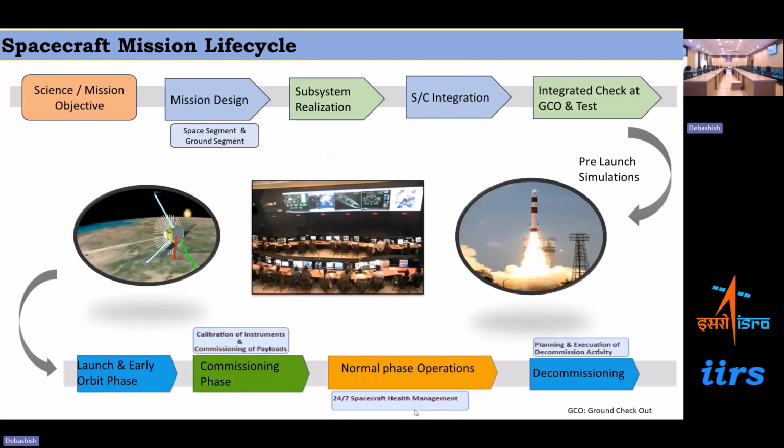Once we have a proper mission objective, we go to the mission design. Mission design happens with two segments. One is the space segment, where we talk about the satellite design. Along with that, parallelly, the ground segment design also starts. I'll be deliberating more on this. Once the mission design is done, we go for the subsystem realization, where all the packages are developed by the subsystems and delivered.